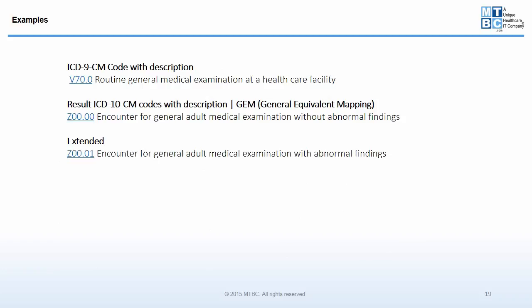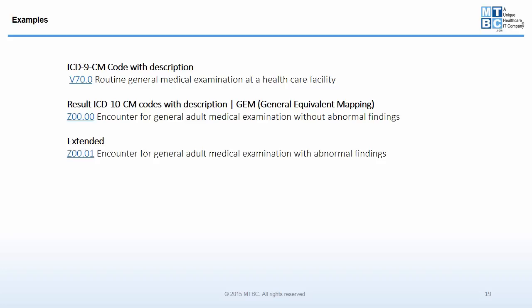Okay, so another example is, in the past, if you did an annual physical exam on a patient, as a primary care doctor especially, you would do a routine general medical exam at the healthcare facility, and it was a V70.0. The new coding, they're asking for a little more detail. One is, okay, there is an encounter for a general medical exam. We understand it's the same verbiage and we're looking for the same thing, but they need to know, is there abnormal findings or is there not abnormal findings?